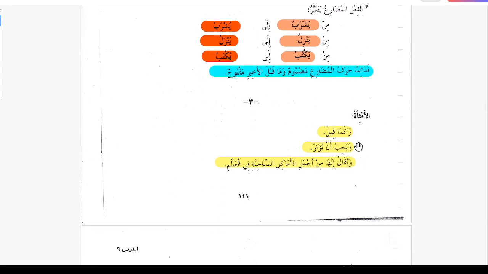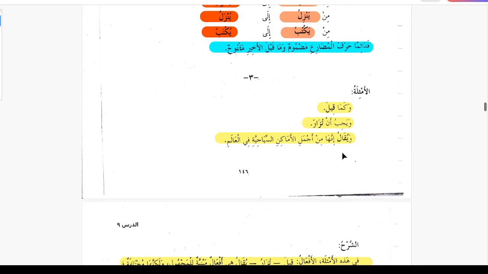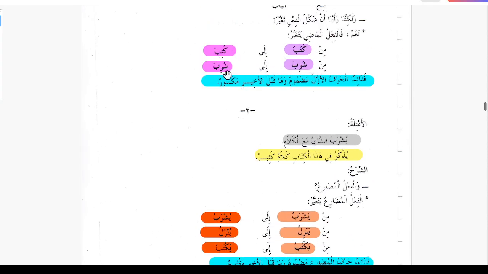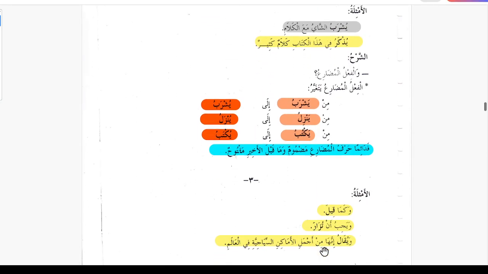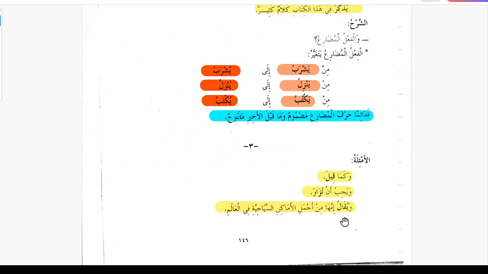Here are some examples. Kama kila, as it was said. So Kila is also the passive form of the verb. Yajibu an tuzaru, and visiting is a must. Yukalu innaha min ajmalil amakin siyahiyati fil alami, and it is said that this is one of the beautiful tourist places in the world. So Kila, Tuzaru, Yukalu, these three verbs are the passive form of the verb, but they are not written like what we have studied, that it changes from Kataba to Kutiba, because Kala changes to Kila, or like Yukalu. So it does not follow this pattern, because those are the weak verbs.